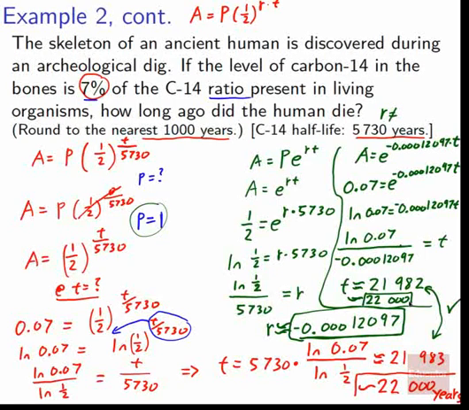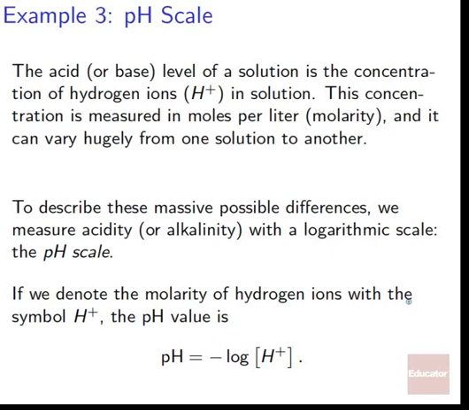Cool. Third example. First, let's talk about the pH scale. The acid or base level of a solution, acid and base being two opposite ideas, is the concentration of hydrogen ions, positive hydrogen ions that are in solution. This concentration is measured in moles per liter, and a mole is just a way of measuring how many of an atomic object you have. Moles per liter is called molarity.